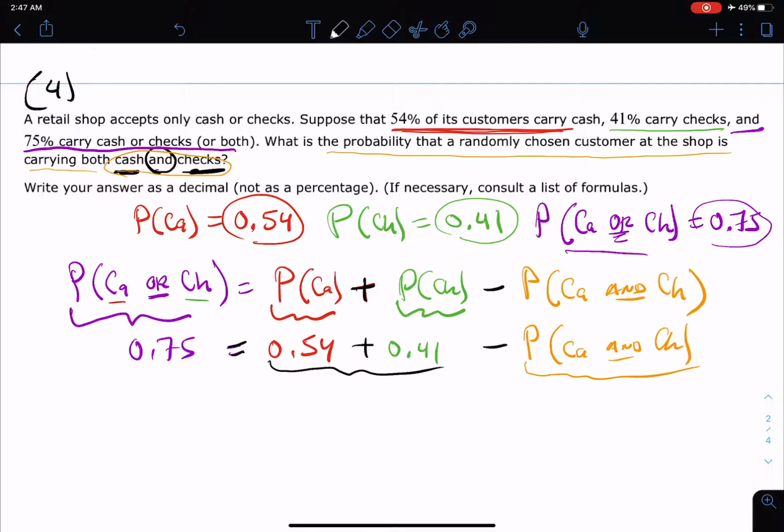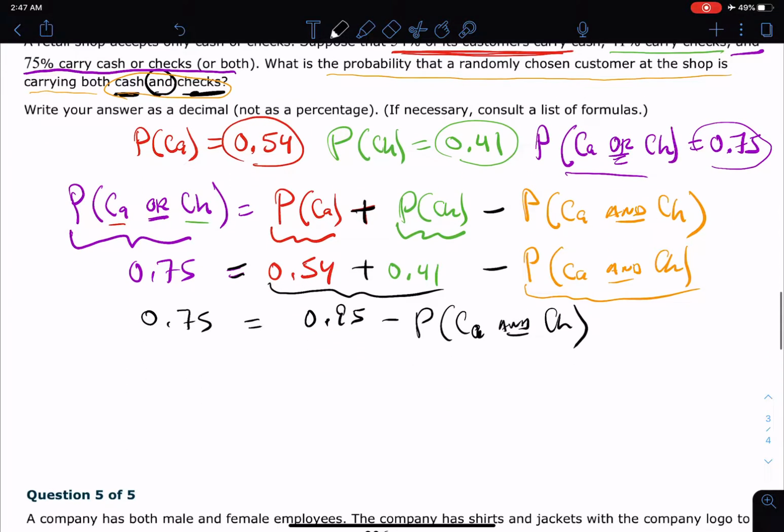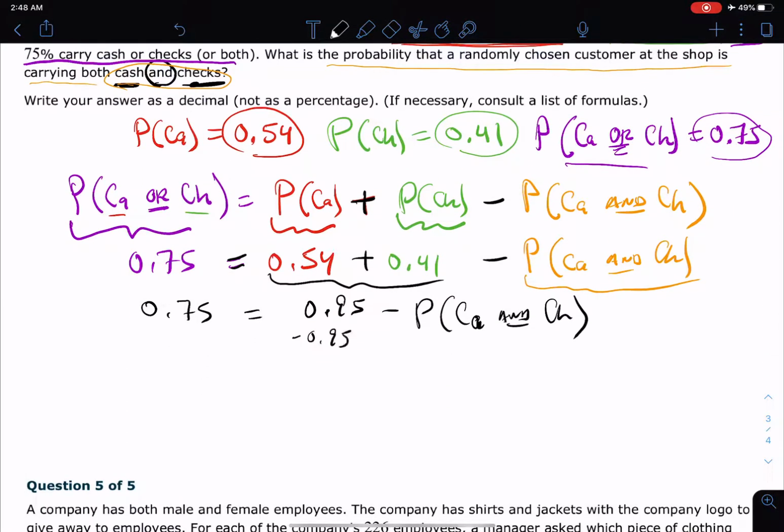And when you add those together, you get 0.95. So now we've got 0.75 equals 0.95 minus the probability of cash and checks. So we go ahead and subtract 0.95 from both sides, right? Because we're trying to isolate our probability of cash and checks. And when we subtract that from both sides, we get a negative 0.2.